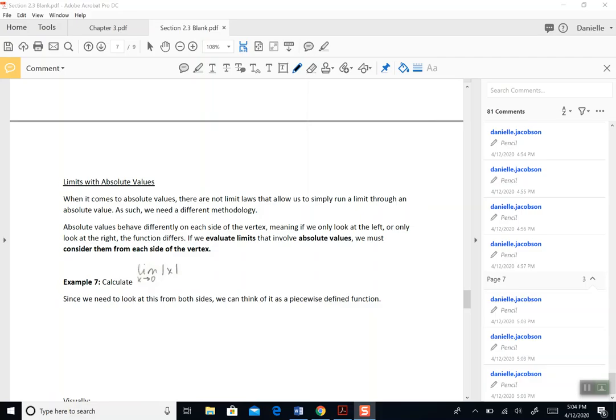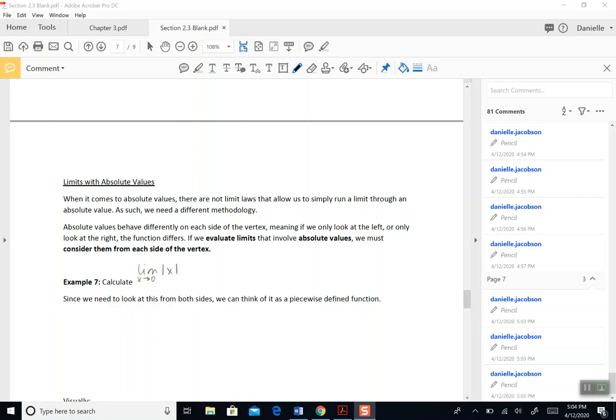Okay, so when we're doing calculations with absolute value functions, what we have to do is think about it in two different parts. If we don't think about this in two different parts, then it can change the result of what we get. So we have to go through this process because the absolute value functions behave differently on each side of the vertex, right? Like I said before, you can't just run the limit through it.